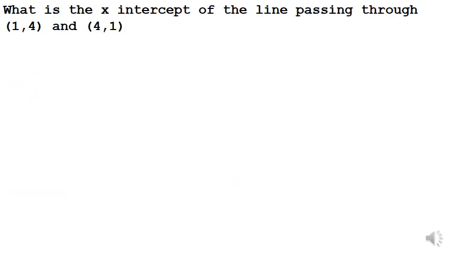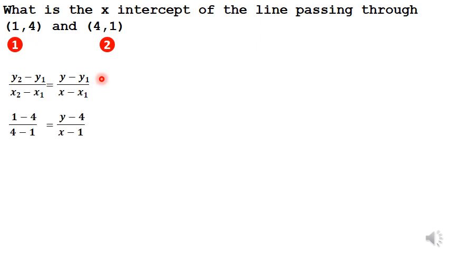What is the x-intercept of the line passing through (1, 4) and (4, 1)? Okay, what is the form of equation of the line to use? Here we have 2 points provided. This line passes through these 2 points, meaning we'll use the 2-point form equation of the line. This is our point 1, that is our point 2. So we can write this expression using that point.